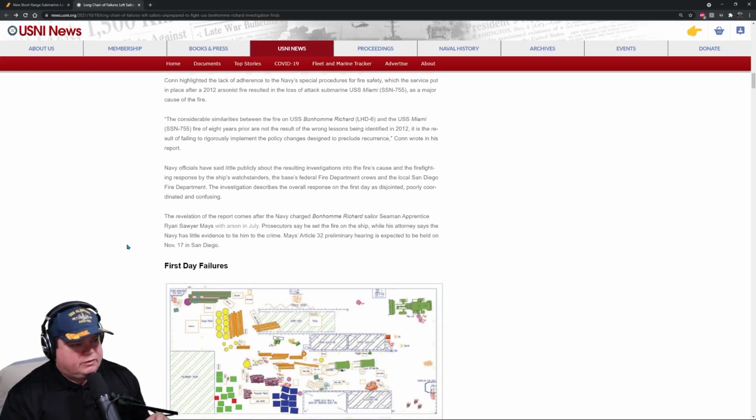Quote, the considerable similarities between the fire on the USS Bonhomme Richard, LHD-6, and the USS Miami fire, 8 years apart, are not the result of wrong lessons being identified in 2012. It is a result of failing to rigorously implement the policy changes we designed to preclude reoccurrence. That's a fantastic statement from the Rear Admiral, or Vice Admiral, sorry.